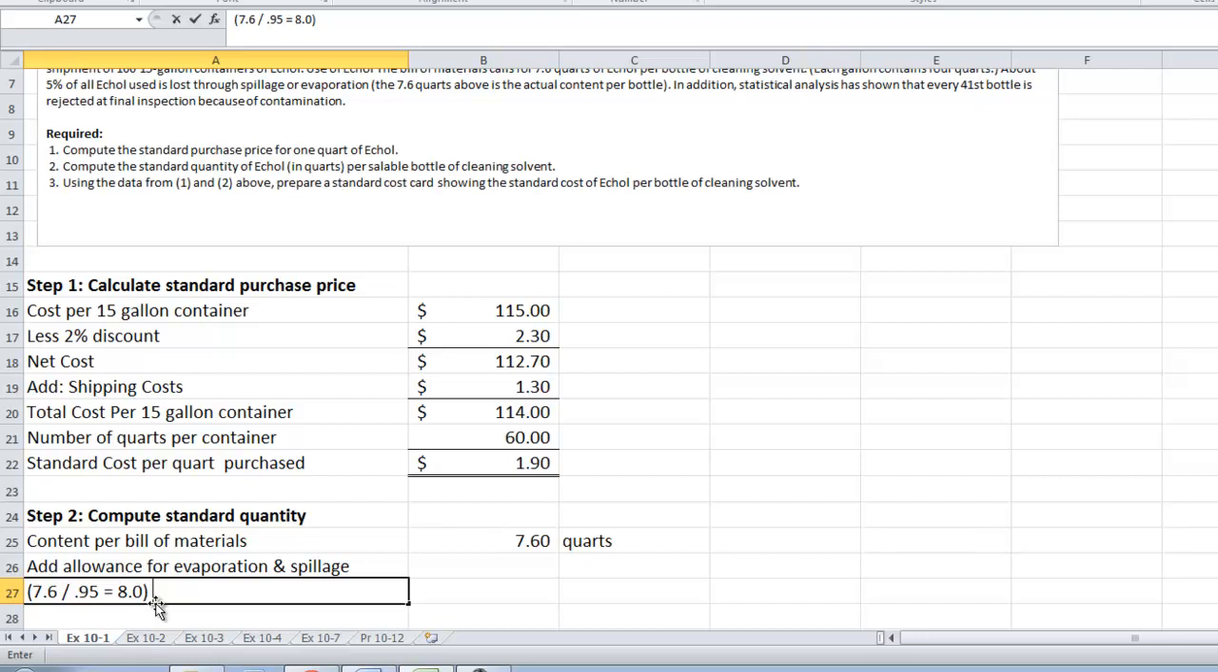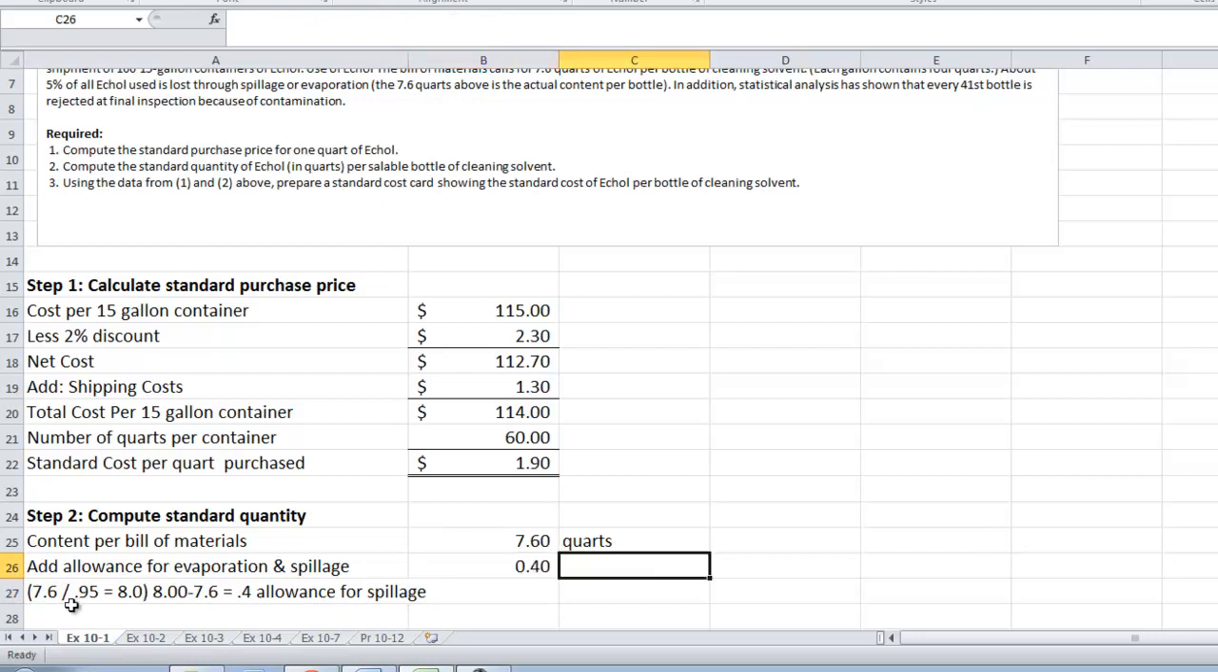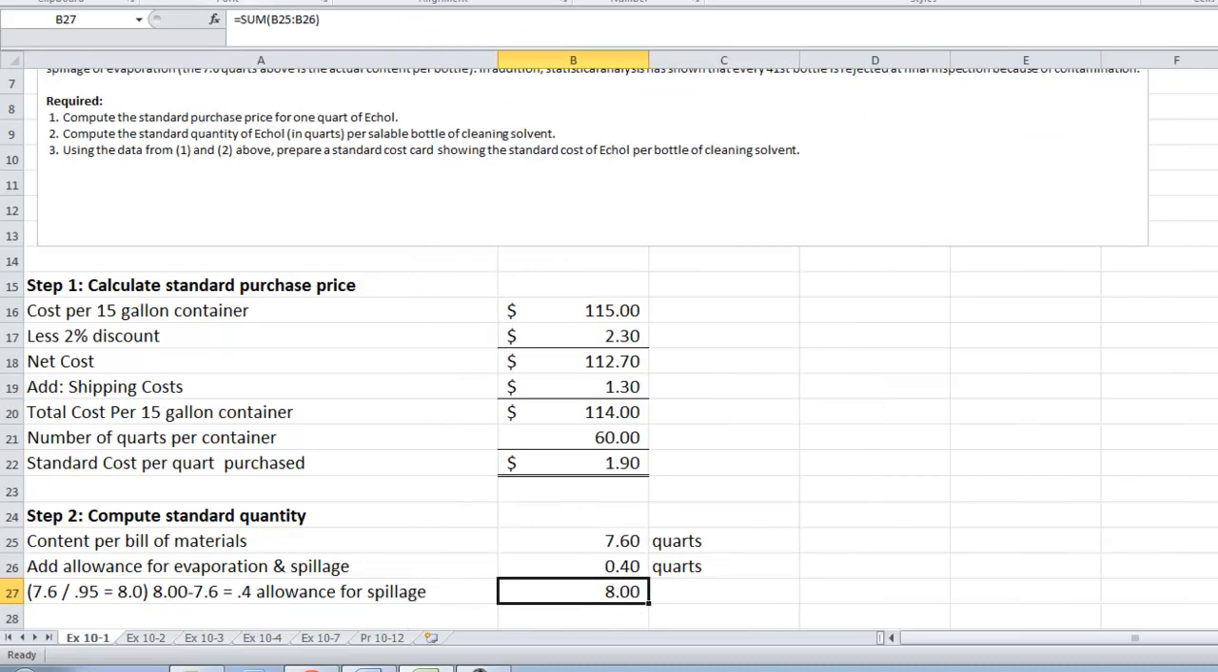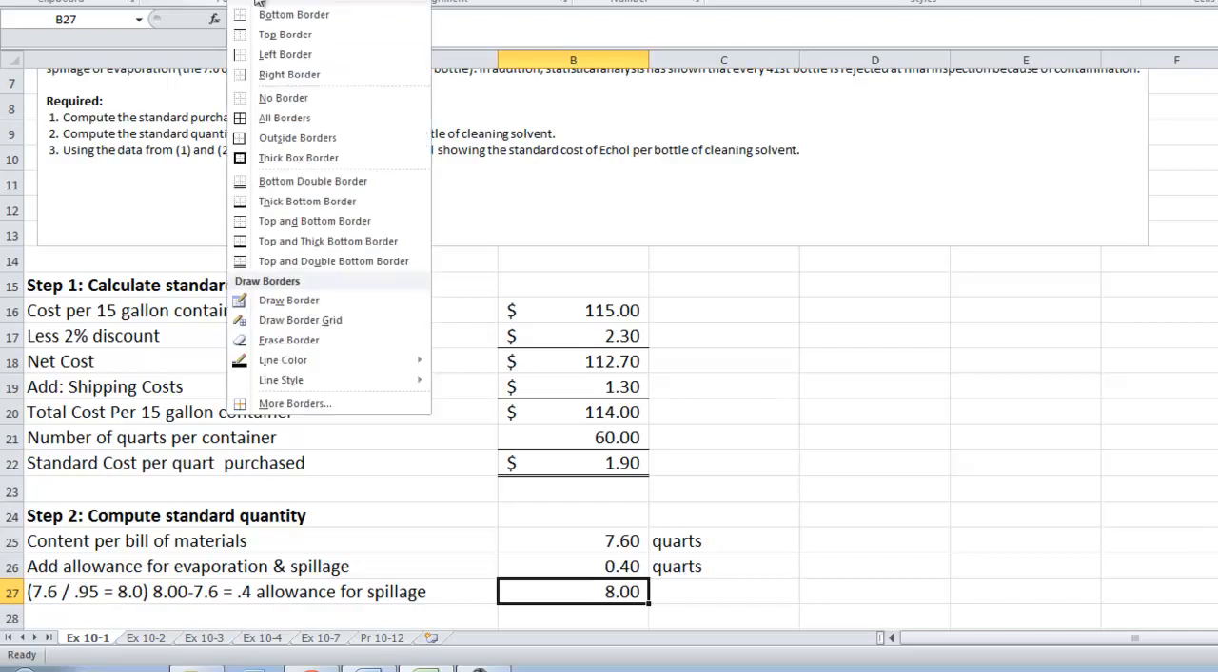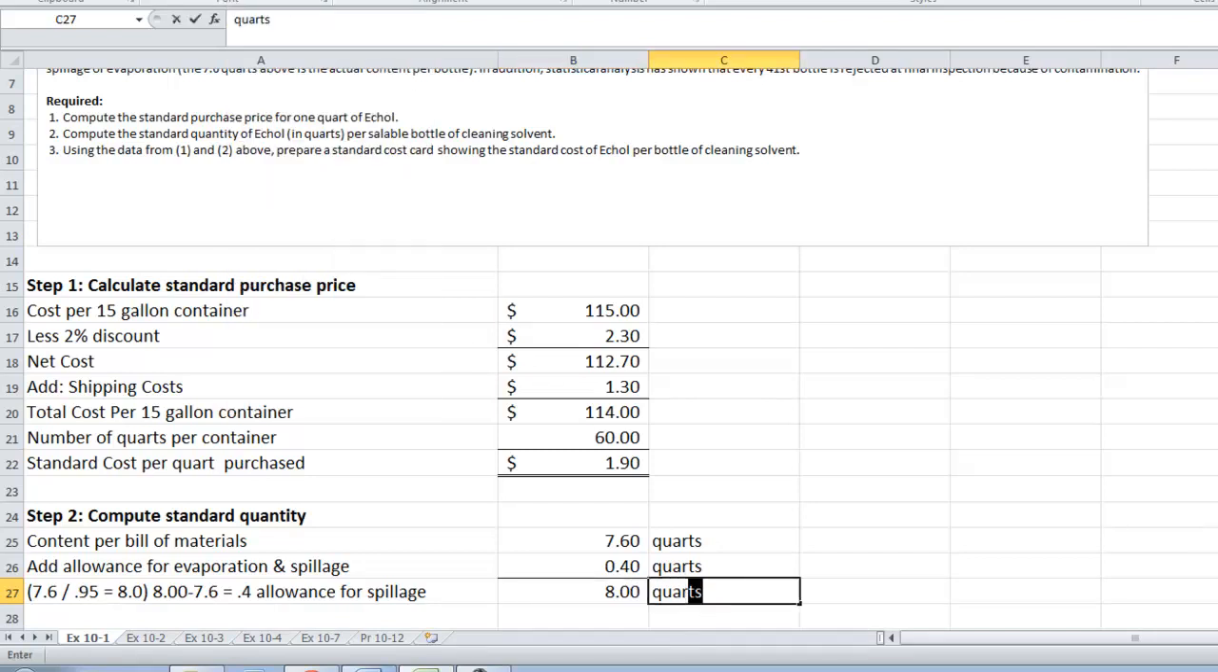So in that case, to get the 8 quarts, we need an allowance. 8 minus 7.6 equals 0.4 allowance for spillage. Alright, 0.4 quarts. So this should equal 8. Put a line here. And this is quarts.